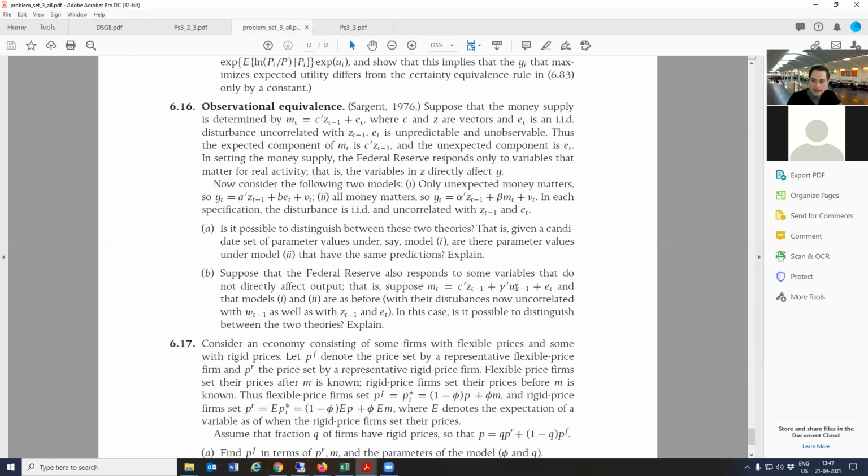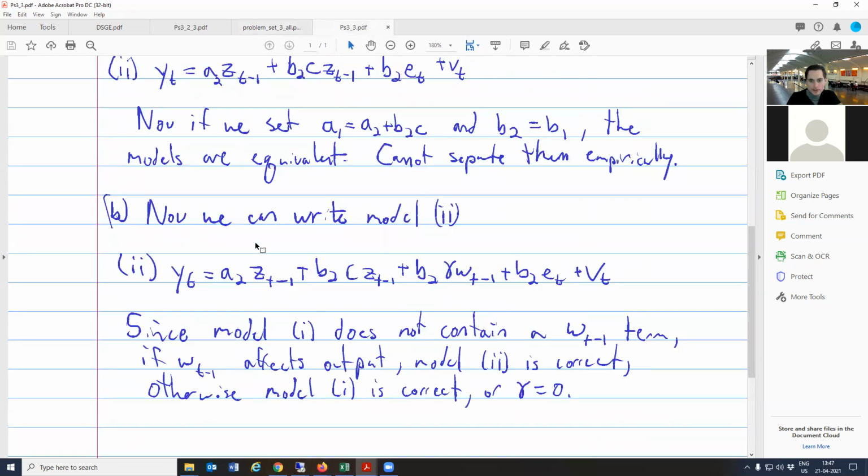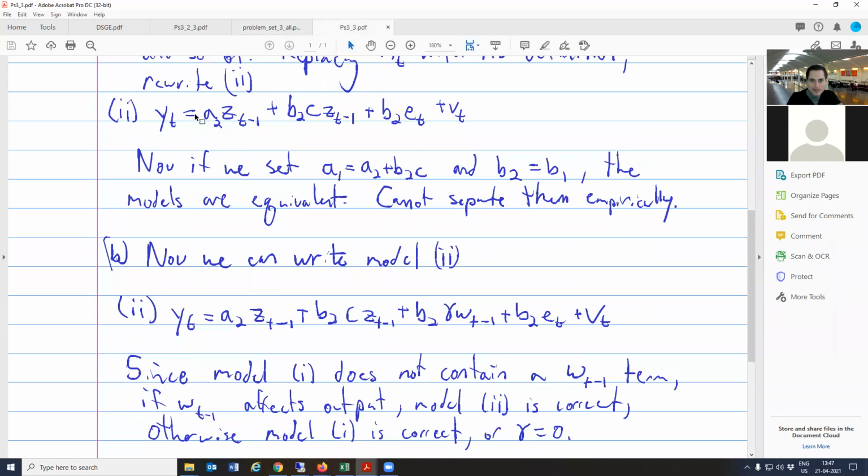Okay, so now that we know the Fed is doing that, can we separate these two models? Let's do the same calculation that we did before. It's just that now, instead of replacing MT with CZT minus 1 plus ET, it's going to be CZT minus 1 plus gamma times WT minus 1 plus ET, okay? And now we're in a very different world.